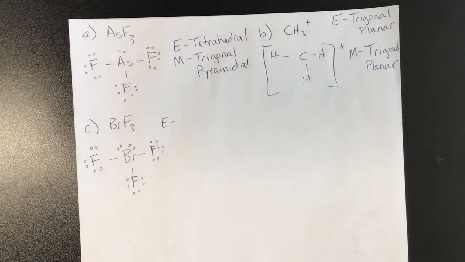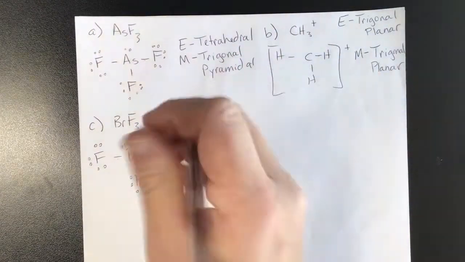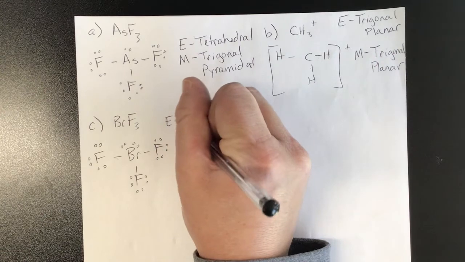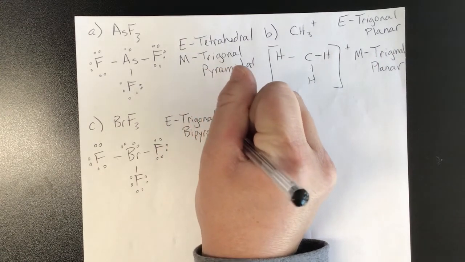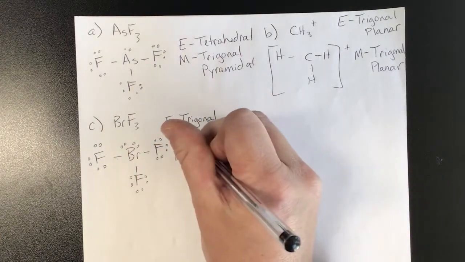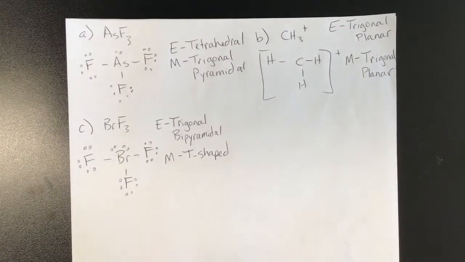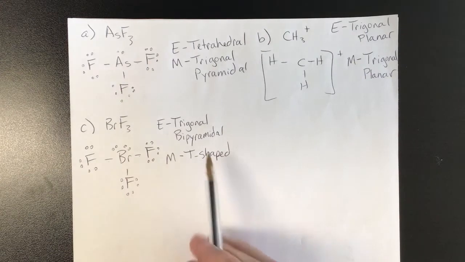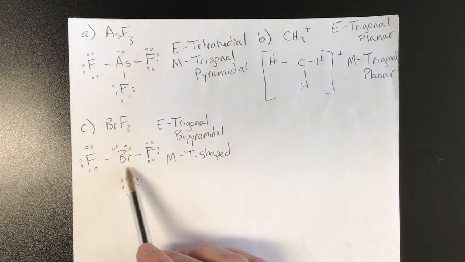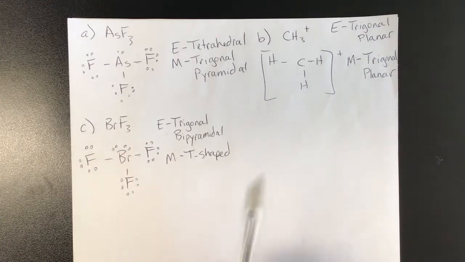So for our electron domain geometry, we have 1, 2, 3, 4, 5 domains around the central atom. So it's going to be trigonal bipyramidal. And then the molecular geometry, since we have 3 bonding and 2 non-bonding, is going to be T-shaped. So really, that's just a matter of memorizing. Electron domain geometry is how many domains are around the central atom, but molecular geometry is specifically how many bonding domains and non-bonding domains we have.